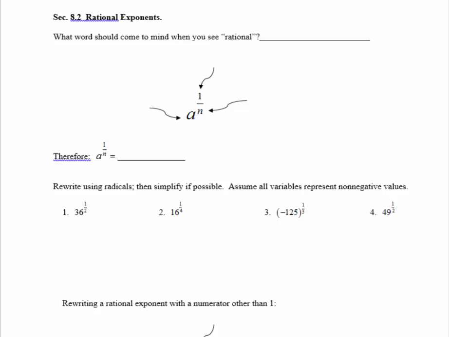Section 8.2, Rational Exponents. So what word should come to mind when you see the word rational? The word that should come to mind is fractions. So we're going to have fractional exponents. Well, fractional exponents can be rewritten as radicals, and radicals can be rewritten as fractional exponents. So how can we go back and forth between the two?